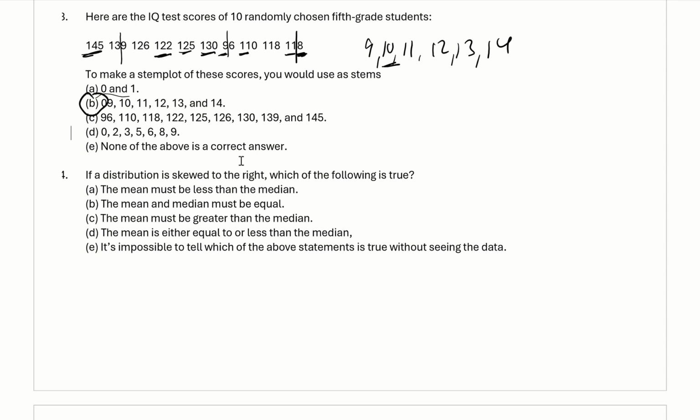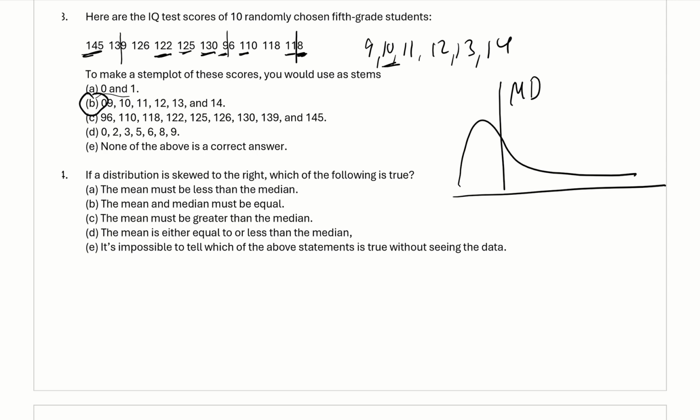Okay. All right, so number 4, if a distribution is skewed to the right, which of the following is true? All right, so if the distribution is skewed to the right, that means it looks like this, right? Something like that, where the longer tail is to the right. Now, if the longer tail is to the right, remember that the median is usually where most of the data is at. So the median might be like around here or something like that, right? Let's just say that that's where the median is.